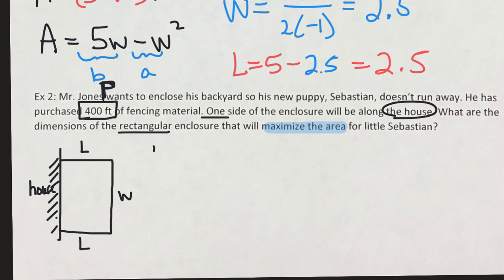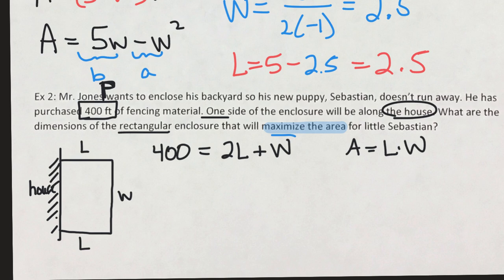So our perimeter is going to look a little bit different, right? Our perimeter is 2 lengths plus only 1 width because we are only enclosing 3 sides of our rectangle. Your area formula is still the same. Area is length times width. So now, looking at your problem, I have 2 L's plus 1 W. So it might behoove us to solve for W. So let's just replace W here.